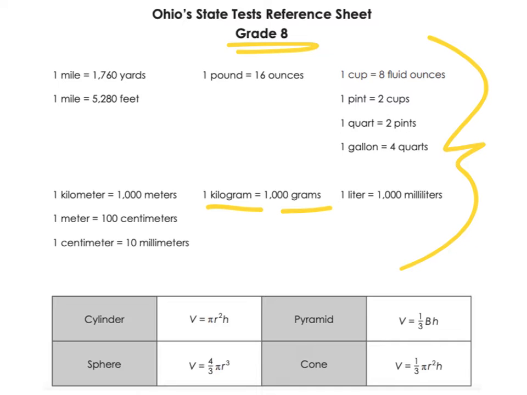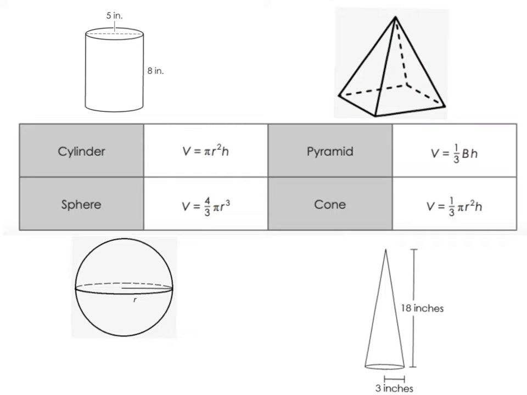And what we're going to focus on today is this bottom box here, which are all of the formulas for volume. Volume of a cylinder, a pyramid, a sphere, and a cone. So on the state test, if you are asked to find volume of a three-dimensional shape, you would just use these formulas and input your information. It's important to know what each shape looks like.